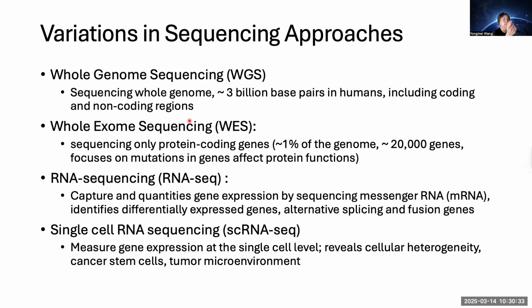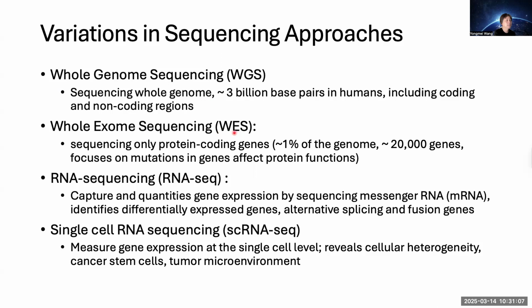What do you mean by coding? Well, the coding one is where you can find that piece of the DNA has the final product, the protein. So that's the coding gene, right? Non-coding region is whatever is in between, where you don't find the final product in terms of protein. So you can do whole genome sequencing. And when you do whole genome sequencing, of course, you can find mutations both in the coding region and non-coding region.